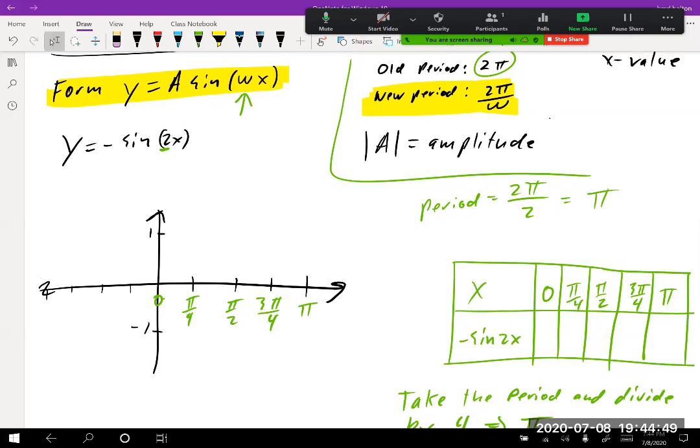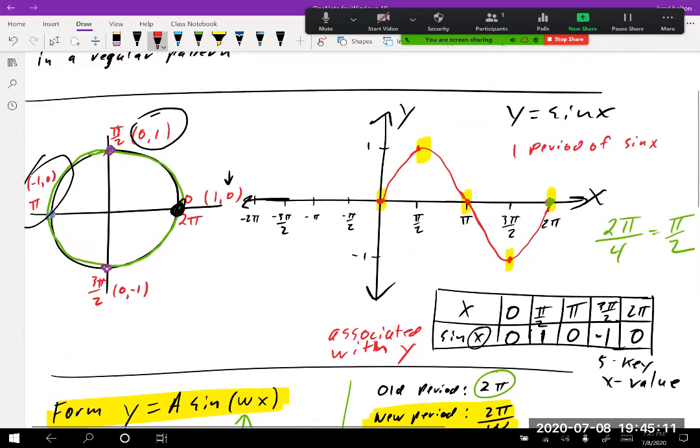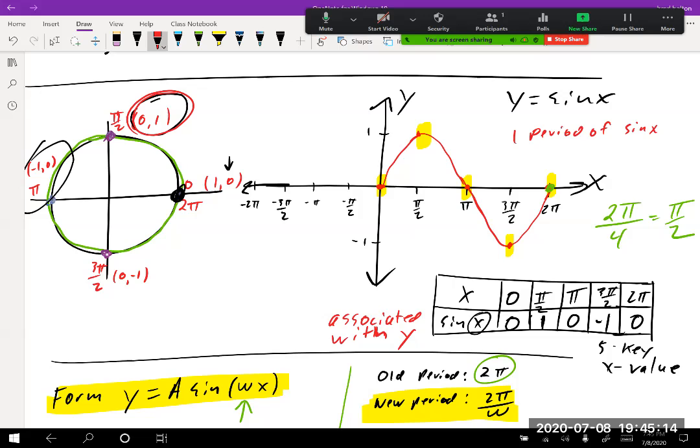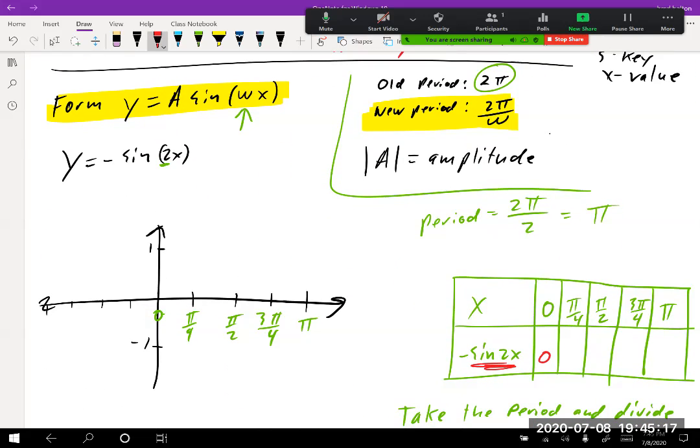So now I'm going to attempt to draw my graph. Now the only thing is it has a negative in front, so I have to be real careful with my values. When I plug 0 into this sine function, that's the sine of 0, and the sine of 0 is 0, and then 0 times a negative 1 is still 0. But now when I plug a pi fourths in there, that becomes the sine of 2 pi fourths, which is the sine of pi halves. Sine of pi halves is 1, but then there's a negative in front, so this is going to become negative 1. Now when I put pi halves into here, that actually becomes pi. So the sine of pi is 0.